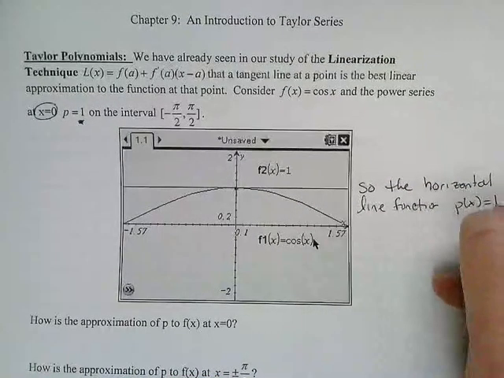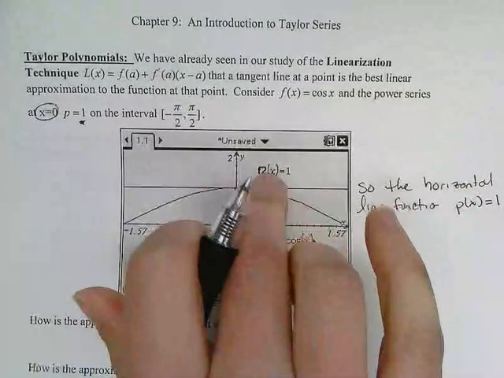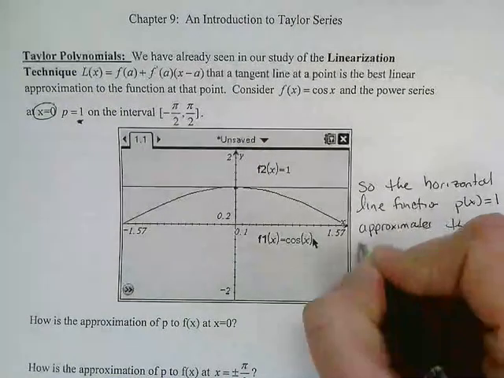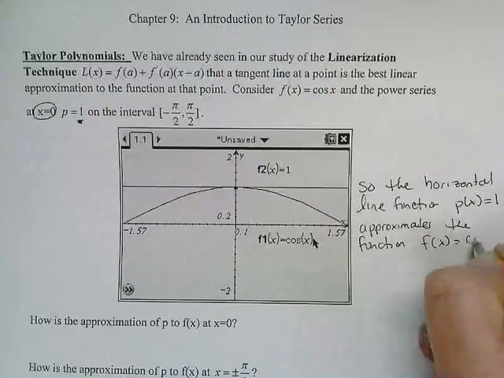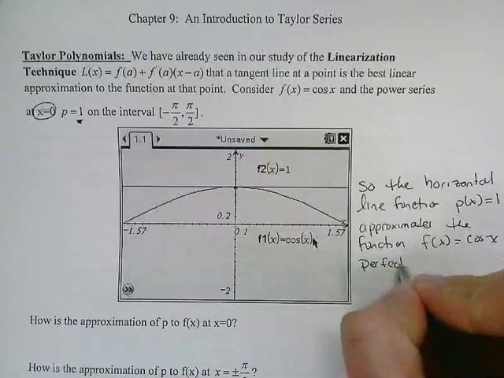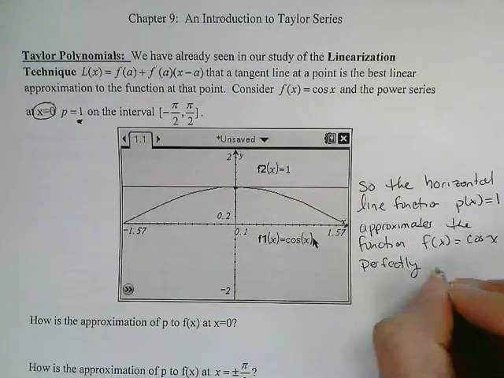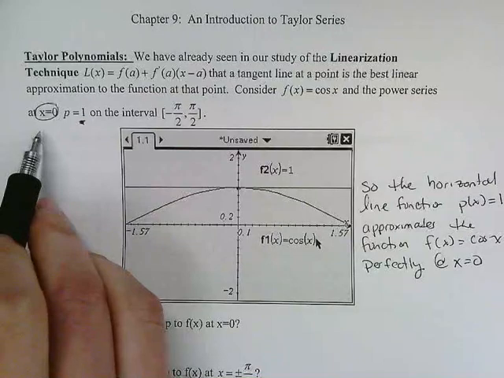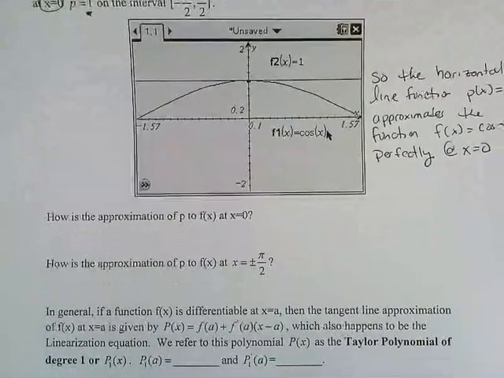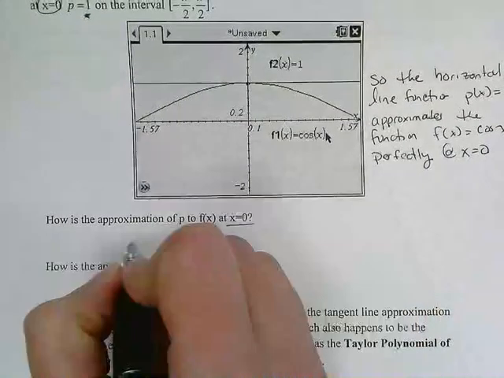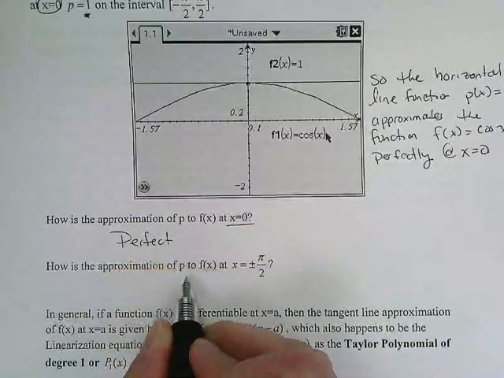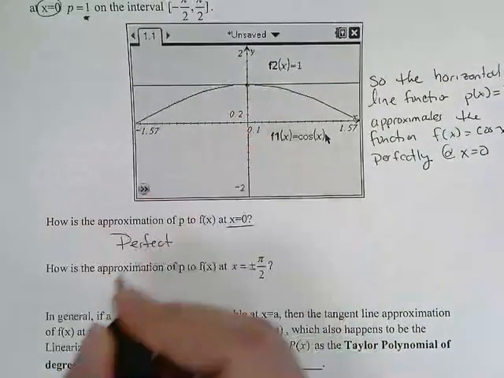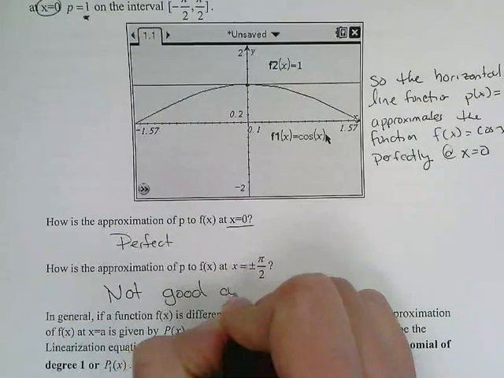Yeah. So basically here what we just did is the horizontal line function p of x equals 1, i.e. p of x equals 1. It approximates the function f of x equals cosine of x perfectly, but not everywhere, right? Where does it approximate it perfectly? At x equals 0, which is what the question was asking about over here. So how is the approximation of p to f of x at x equals 0? Perfect. How is the approximation of p to f of x at x equals positive or negative pi over 2? What is the approximation? Not good at all.